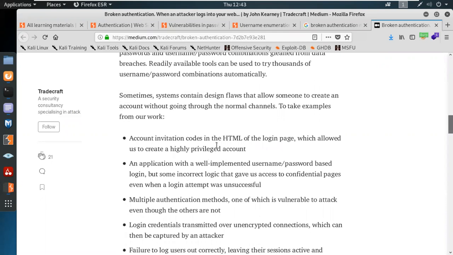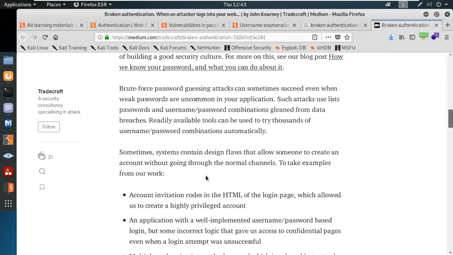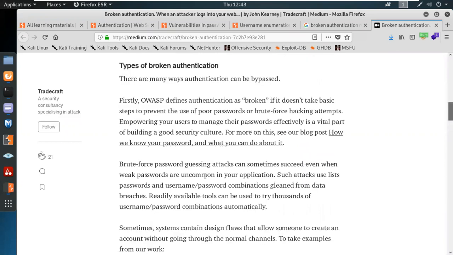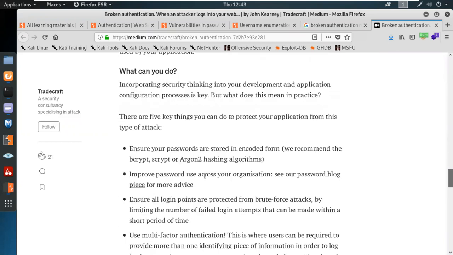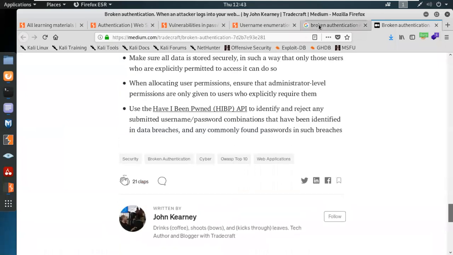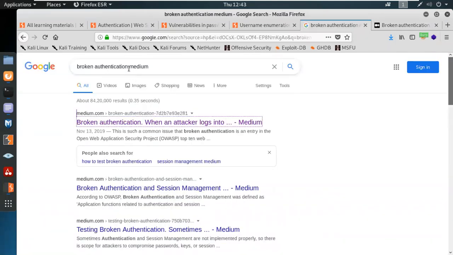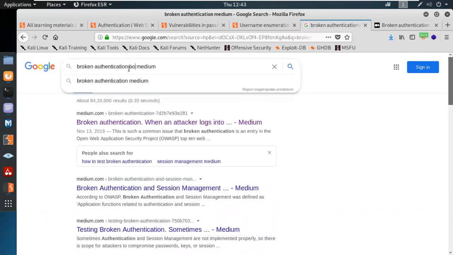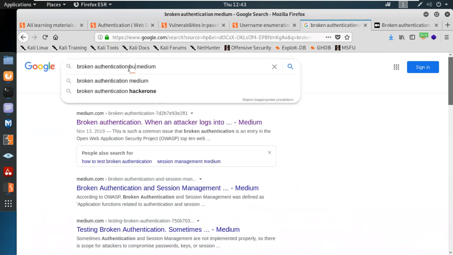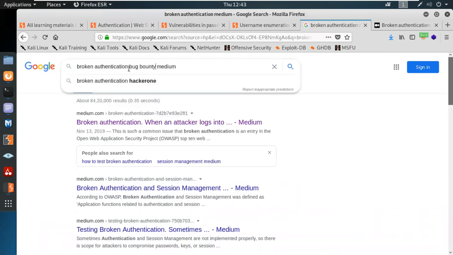Authentication implementation flaws, you can see over here they have given a lot of things. So what is the exact chart? And let's try with broken authentication bug bounty.